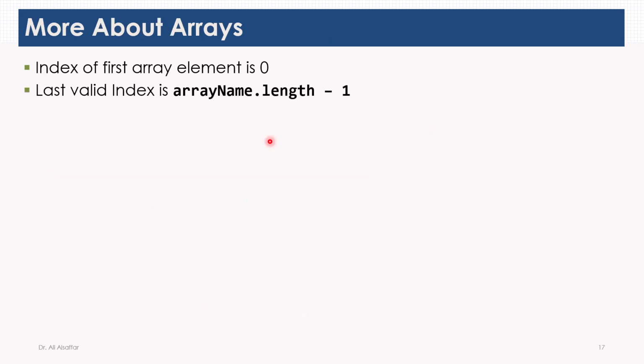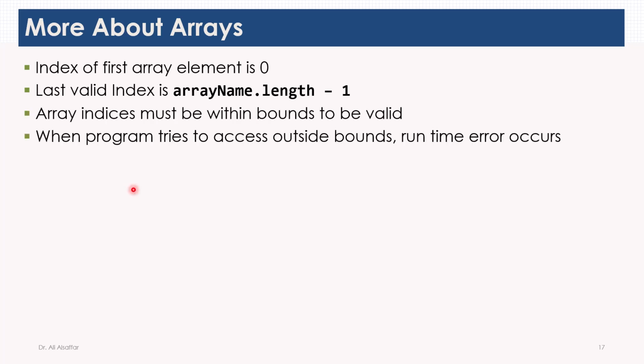Here are some tips about arrays. First, the index of the first array element is always 0, and the last valid index is always the length of the array minus 1. Therefore, in for loops for processing arrays, for the condition, instead of writing the index is less than or equal to array length minus 1, we simply say the index is less than, without equal, array.length. When you process arrays, make sure that array indices are within bounds to be valid. Otherwise, when a program tries to access outside bounds, you are going to have runtime errors.